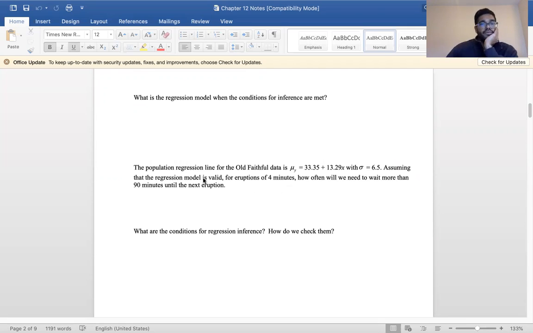Okay, so here we have a little problem. We're looking at the regression line for Old Faithful, with this standard deviation. Assuming that the regression model is valid for eruptions of 4 minutes, how often will we need to wait more than 90 minutes until the next eruption? Okay, so then I can just use this equation and plug in 4 for x. So let x be the length of the eruption.